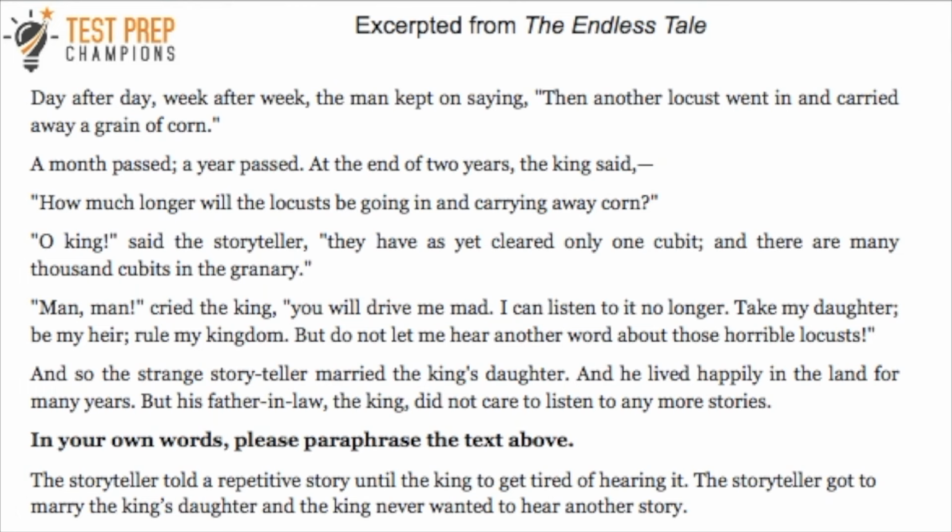So essentially what's happening here is the king presents this ridiculous challenge of telling a story that's going to last forever. So this stranger just steps up and goes on and on with this story, repeating the same thing over and over again about these locusts, and it just drives the king crazy, and he essentially wins the challenge because the king gets sick of hearing it, and he marries the king's daughter and lives happily ever after. That's probably more than just 1 to 3 sentences. But anyway, obviously, everyone's going to have different answers here.